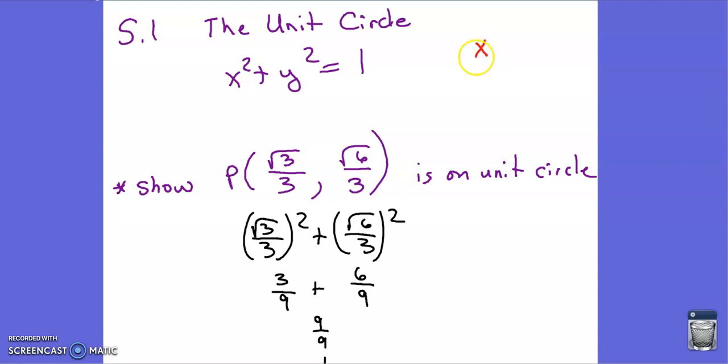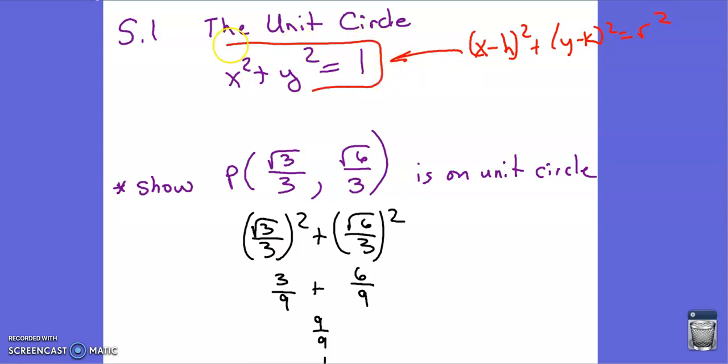If you remember the basic idea, (x - h)^2 + (y - k)^2 = r^2. Well, the unit circle, since we know it's centered at (0, 0) and the radius is 1, that's why we're going from here to there. So this is, again, the unit circle formula that we're going to be using. So here's a good example.